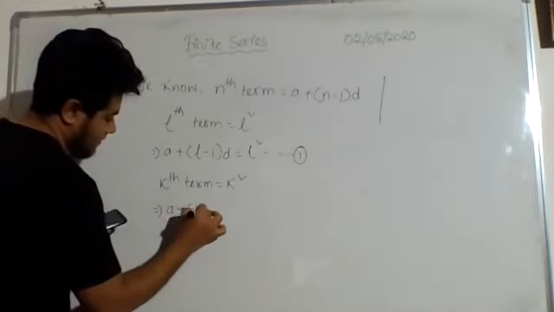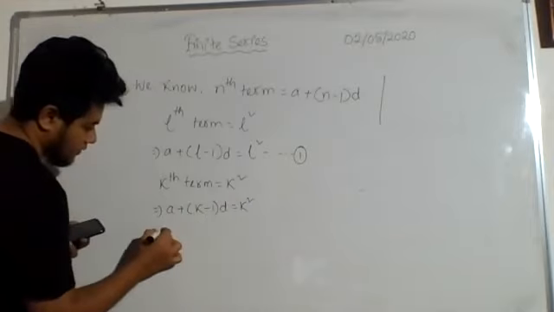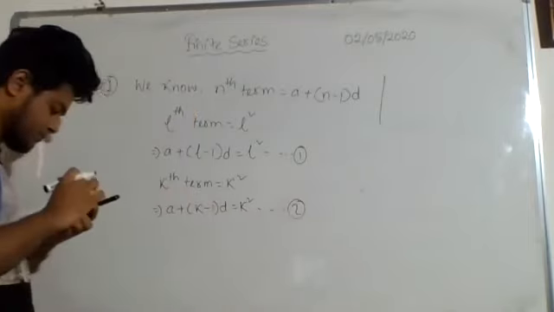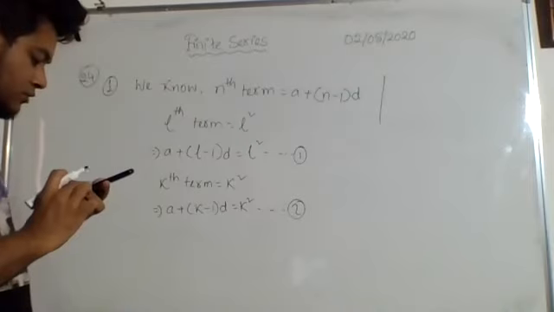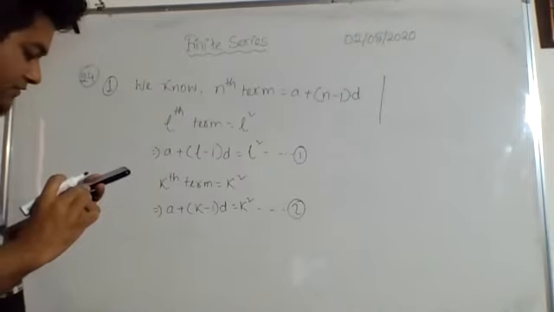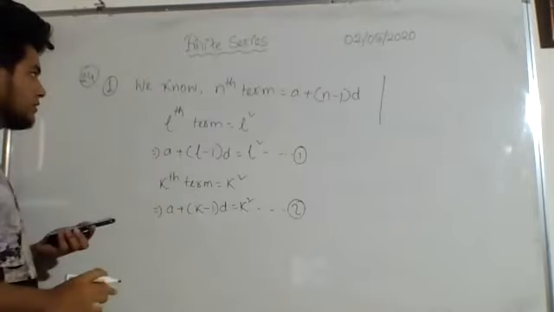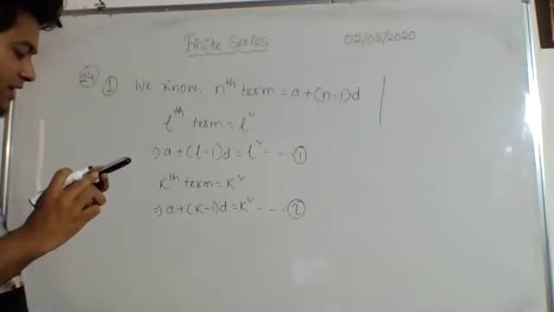It will be a plus (k minus 1) times d is equal to k square. So this is going to be equation number 2. Number 1, construct two equations according to the information of the stem, considering a as the first term of the series and d as the common difference. We already did that. Now find the l plus kth term.